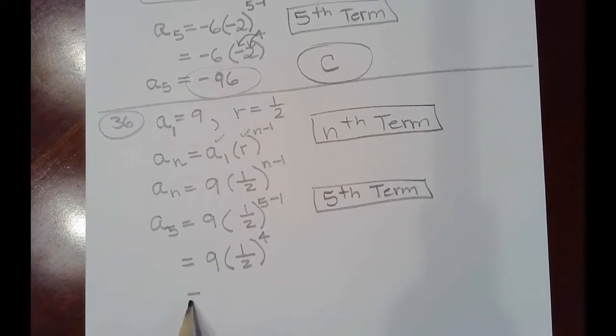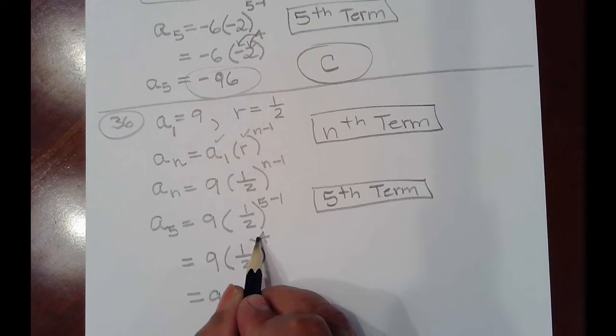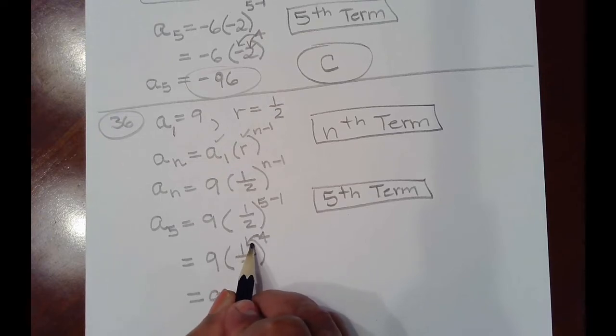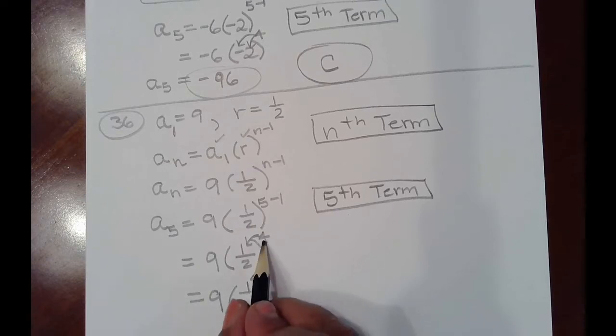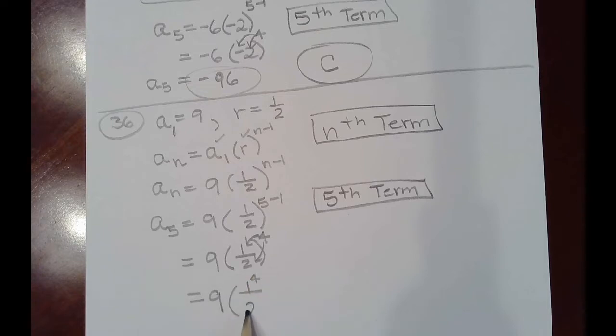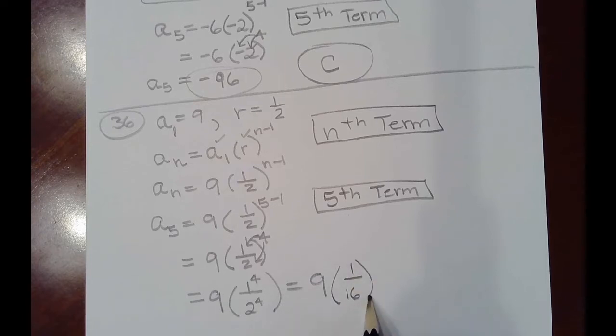Again, you can put it in the calculator if you want, or you can do it by hand. You'd have to raise this to a power of 4. 1 to any power is just 1, but I'll write it out anyway. And then you're also raising 2 to a power of 4. So this would be equal to 9 times 1 to a power of 4, which is 1, over 2 to the power of 4, which is 16. Put that in your calculator if you need assistance with it.